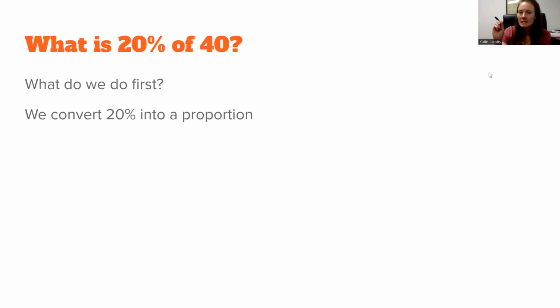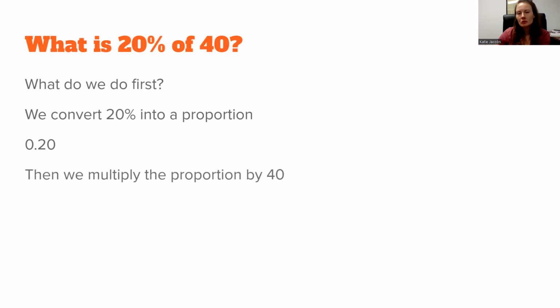Okay, so we're going to take that decimal place and move it 2 places to the left. We're going to remove that percentage sign, and we'll see that if we convert 20% into a proportion, we have 0.20. Then we're going to take that proportion and multiply it by 40. And when we do that, we find that 20% of 40 is 8.